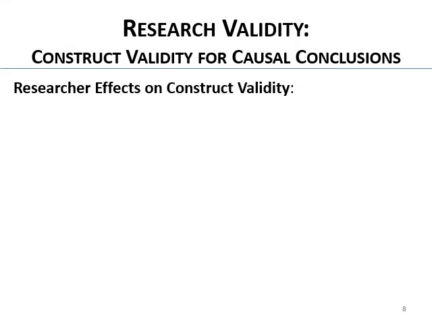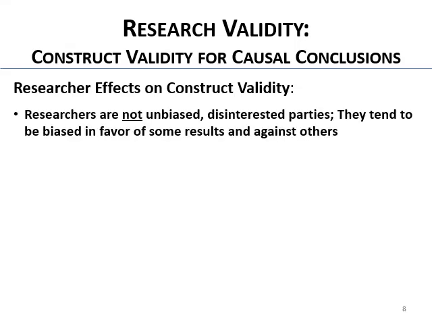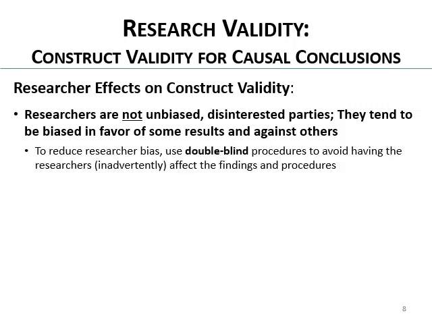So there are also researcher effects on your construct validity. Just a little bit of review from last week: researchers are not unbiased. They're not disinterested parties. And we tend to be biased in favor of particular results. It's really hard to not want your hypotheses to be supported. And so you may intentionally or not affect how your participants respond to things in your study.